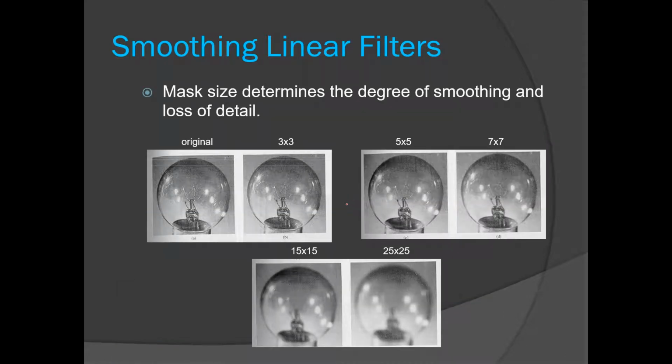Let me show the result of the smoothing operation. This is the original image, and this is the result of the 3 by 3 mask. As you can see, it is somewhat blurred compared to the original image. The effect of blurring is more visible if the mask size is greater. This image, where we have applied a mask of size 25 by 25, is totally blurred. Now you cannot see the filament inside the bulb. So this is the result of the smoothing operation.